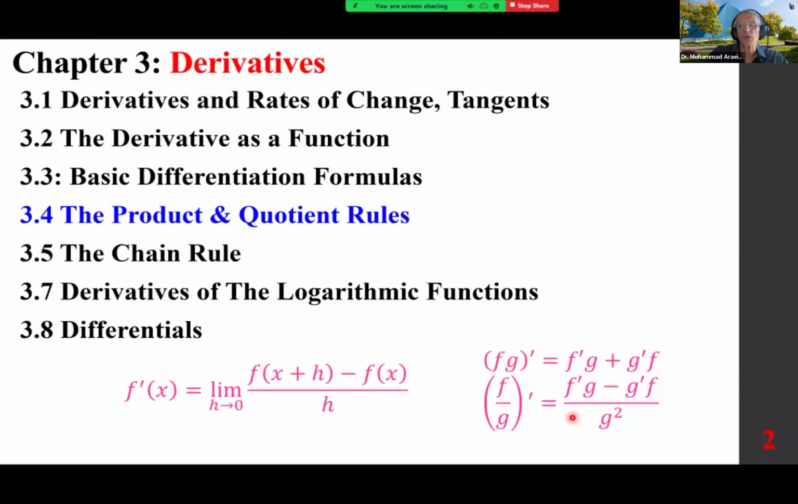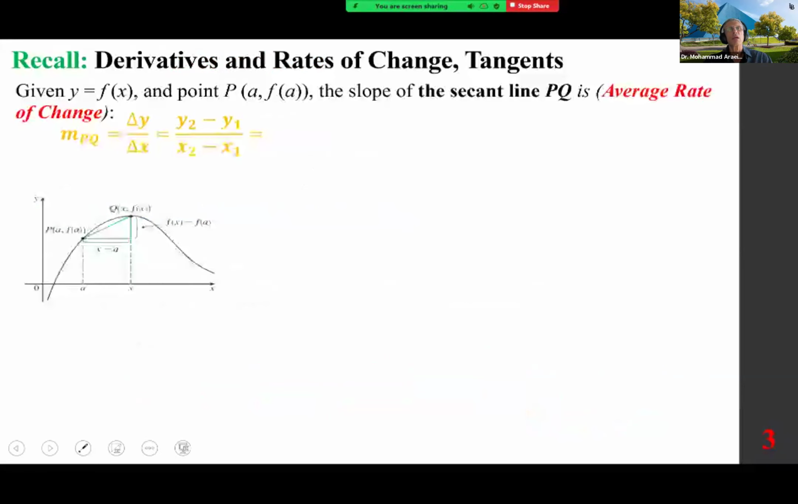(fg)' is f'g plus g'f; (f/g)' is (f'g minus g'f) over g squared. Shorthand notation.